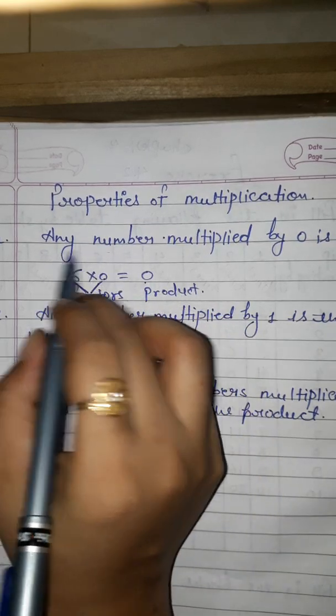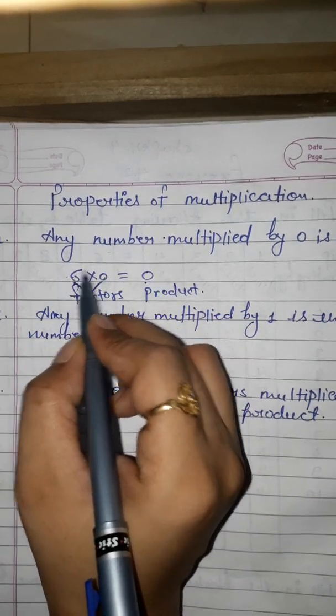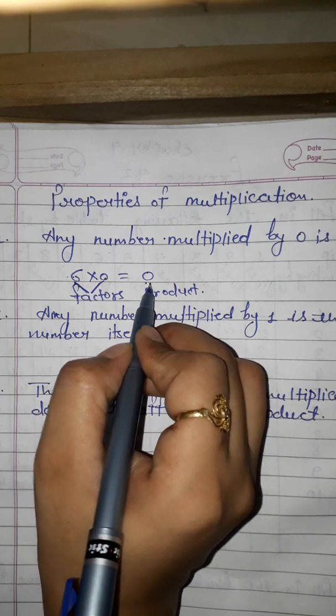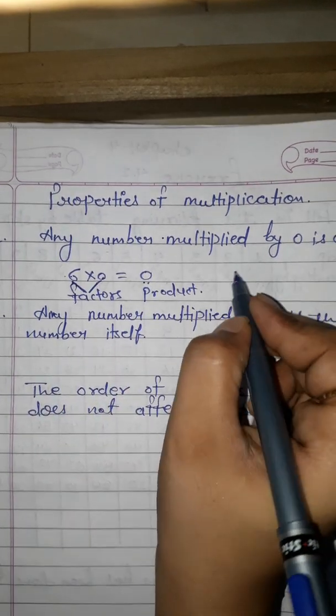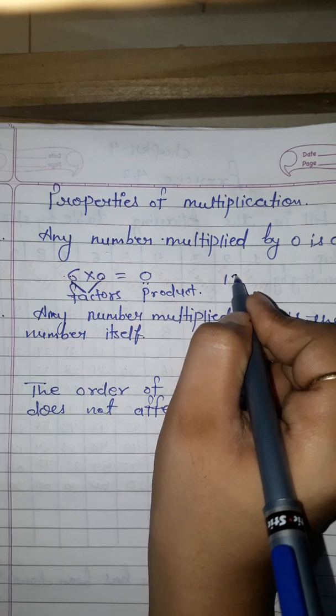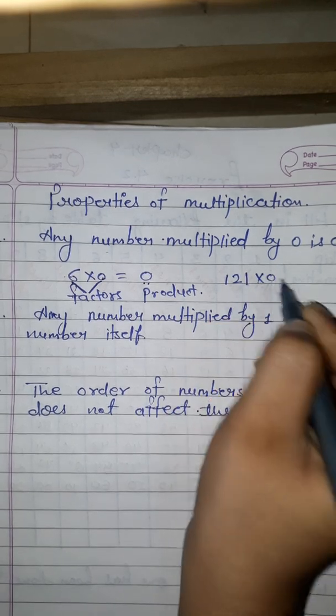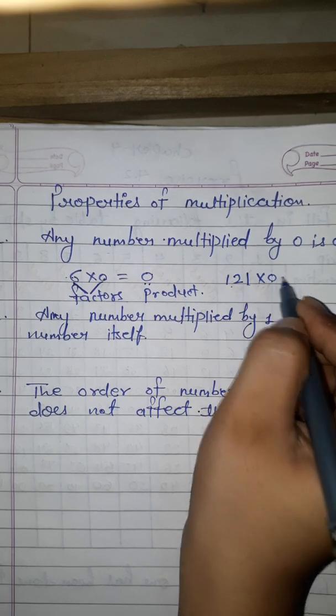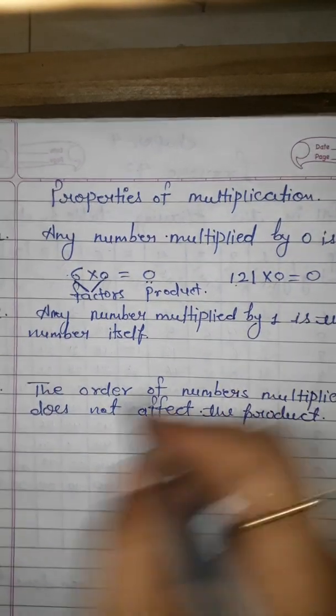So whenever any one factor is 0, we will get 0 as a product. We will take one more example, like we multiply 121 with 0. So 0 is always a hero. When we multiply any number with 0, we will get 0 in the answer.